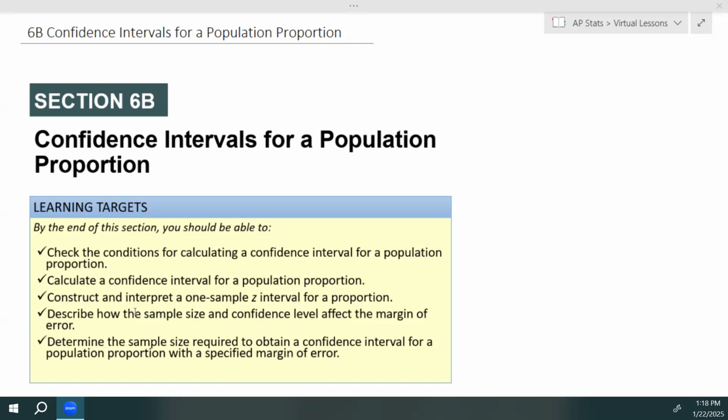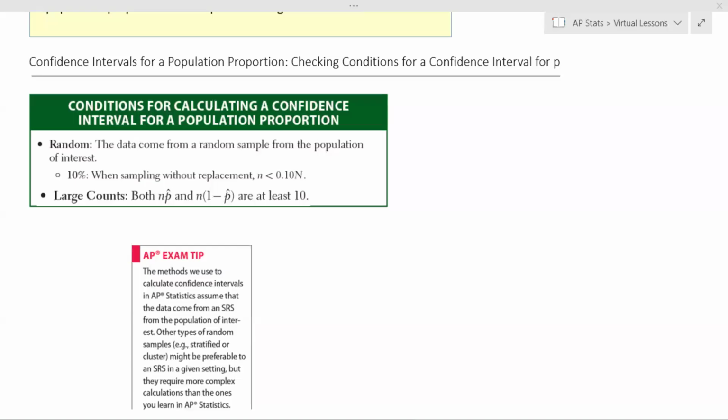And then in the second video, we're going to describe how the sample size and confidence level affect the margin of error and determine the sample size required to obtain a confidence interval for a population proportion with a specified margin of error. Okay, so before we actually calculate a confidence interval for a population proportion, we need to verify that some conditions are met so that we can be able to use the calculations.